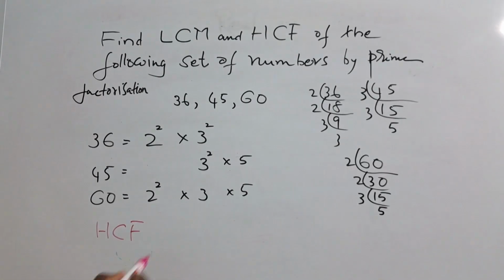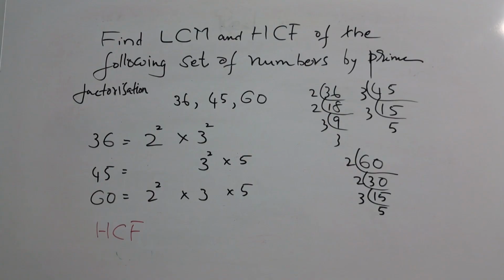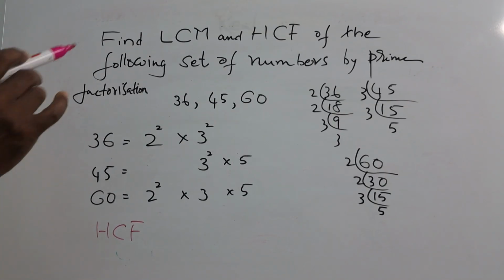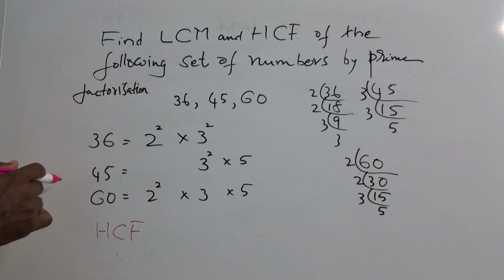Now for HCF, highest common factor, I already told you that to find HCF, we need to consider only the common factors, the prime number which is a factor of all the numbers that we consider. We consider 3 numbers here. Then the prime number should be a factor of 36, of 45, and also of 60.